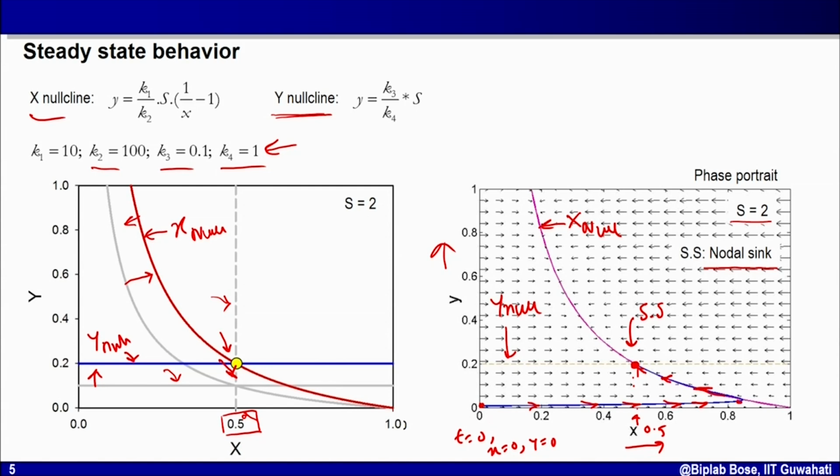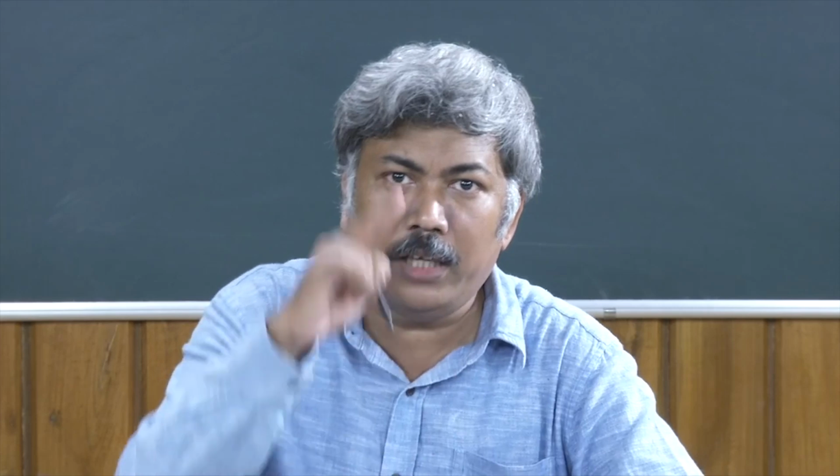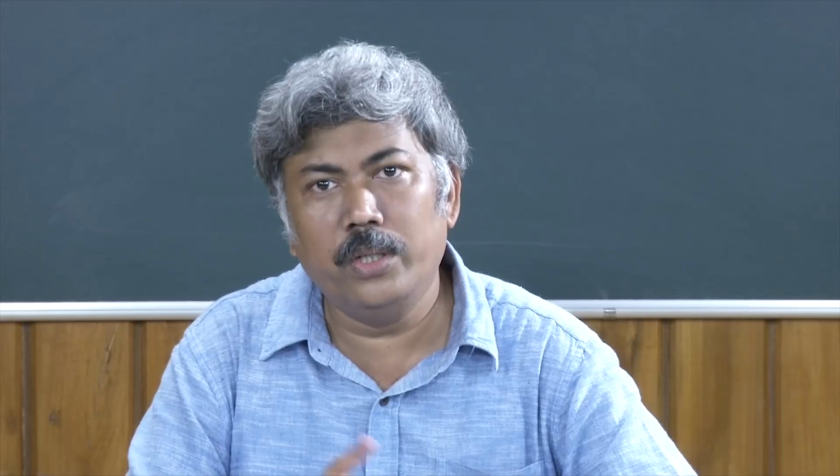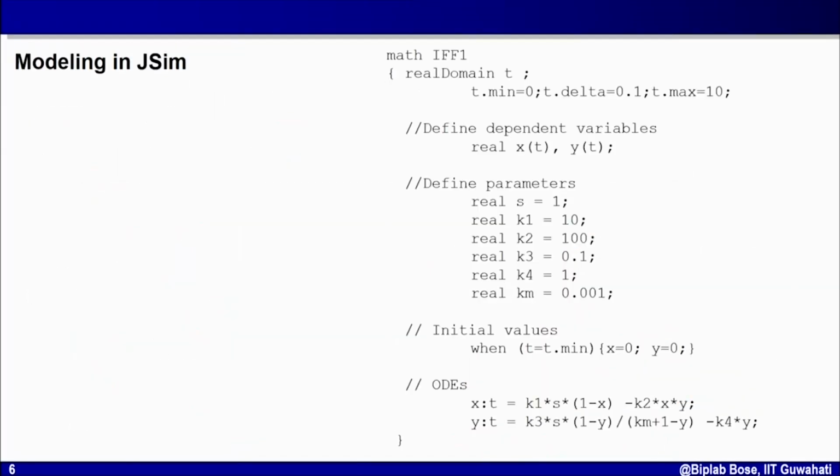Take notice of the behavior of x with time. Initially x is increasing, y is not increasing much, and then x starts decreasing and collapses at the steady state. So if I start at 0, 0 for x, y, I initially have a spike of x and then it reaches the steady state. We will get back to this behavior when we do the numerical simulation using JSIM. So let us look into the JSIM code. I have given the code here. You can copy it and try to run it on your own desktop. I strongly advise you to run it and play around with it to understand the behavior of this particular motif.